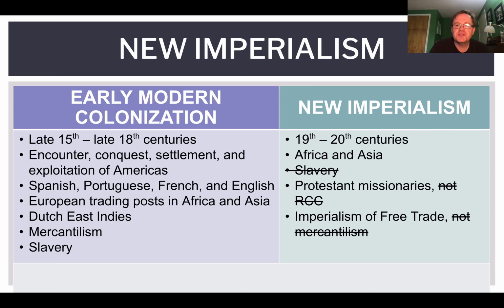I referenced New Imperialism a few times here. So New Imperialism is a term used to apply to the idea that in the 19th and 20th centuries, really starting in earnest in the second Industrial Revolution, 1870 to about World War I, European states scramble for Africa and then also scramble to take control of states in Asia, although generally less directly. So we see some Protestant missionaries, but generally the Catholic countries are not the ones that are involved in this, so we don't see the same thing.